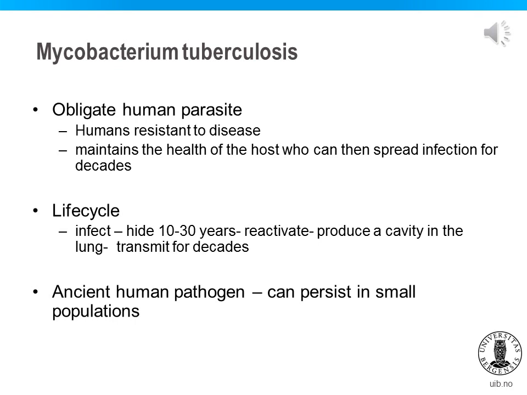Mycobacterium tuberculosis is an ancient human pathogen that can persist indefinitely in very small populations of as little as 200 people. The life cycle of Mycobacterium tuberculosis is to infect a person, frequently a child, and then hide for 10 to 30 years before reactivating to produce a cavity in the lung from which organisms are coughed up over a period of decades to infect new individuals.